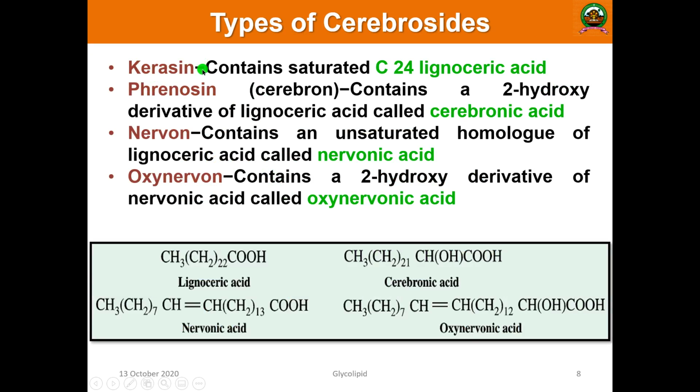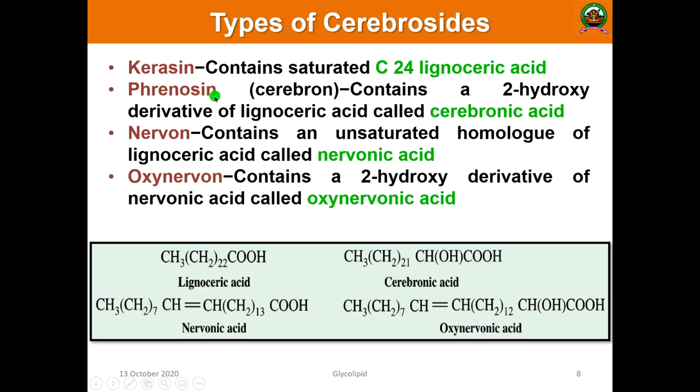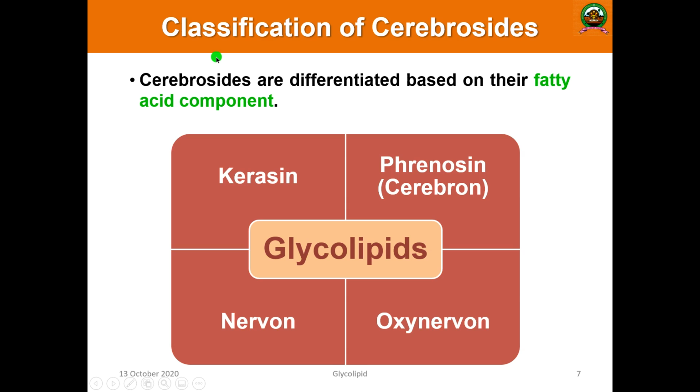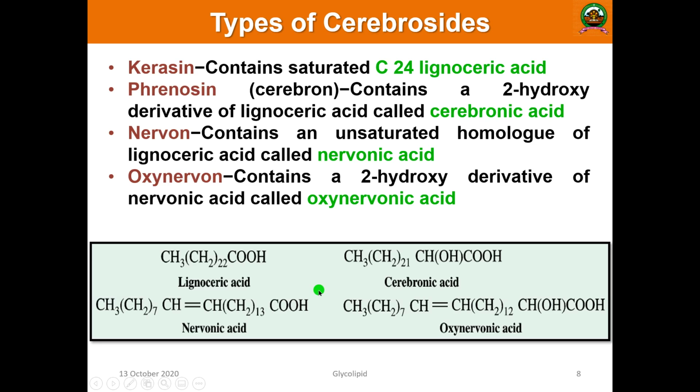In the case of kerasin, I told you the major difference is the fatty acid. So what type of fatty acid is present here? In the case of kerasin, everything is the same, but here the fatty acid R is C24 lignoceric acid. That is the specialty of kerasin. Then the phrenosine or cerebron contains a 2-hydroxy derivative of lignoceric acid called cerebronic acid. Thus it is known as cerebron. So that is again very important.